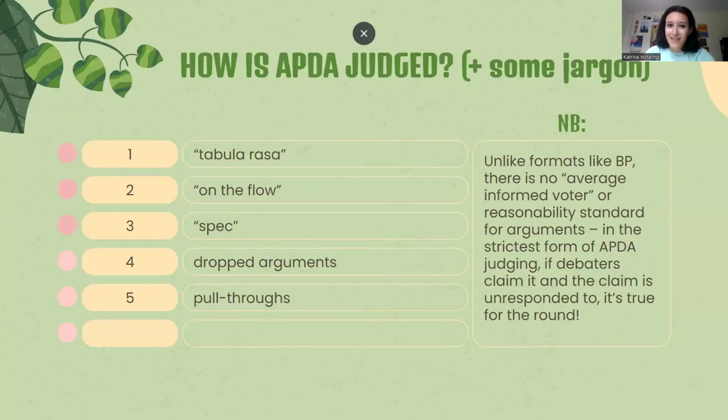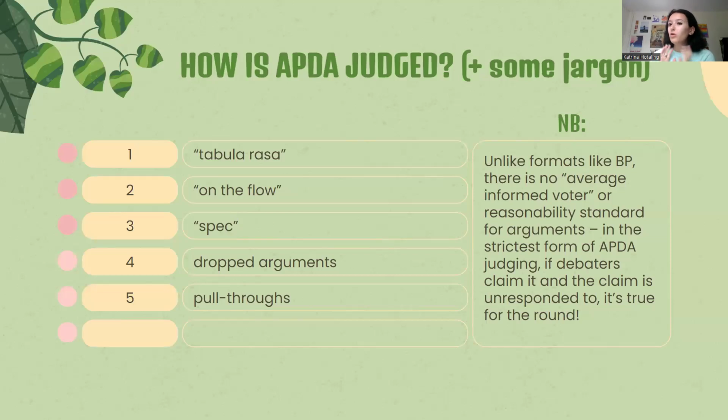How is APDA judged then? And some random APDA jargon that I think is relevant to talk about. First is the concept of tabula rasa. This is a Latin phrase. It just means blank slate, but essentially anything that's said in the APDA round that's not responded to becomes true for the round. And you are intended to judge APDA in a tabula rasa way.